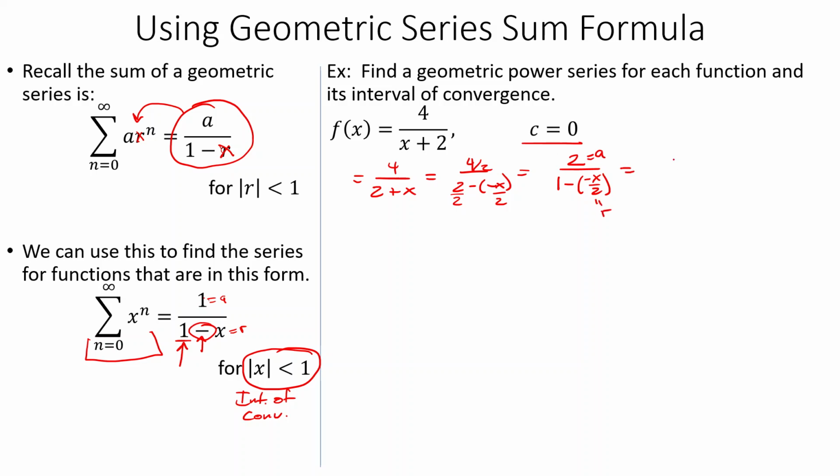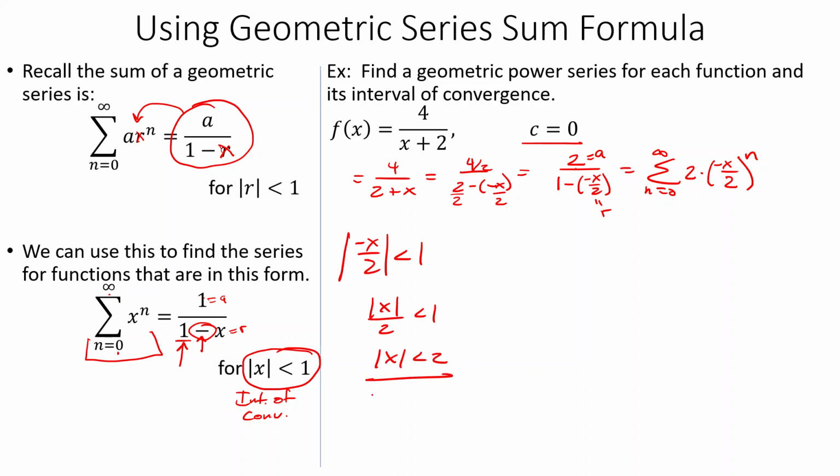So I could write this as the sum, n equals 0 to infinity, of a times my r, which is negative x over 2, raised to the n. And my interval of convergence is the absolute value of negative x over 2 is less than 1. So in other words, the absolute value of x over 2 is less than 1, or the absolute value of x is less than 2. So there's where it's going to converge.